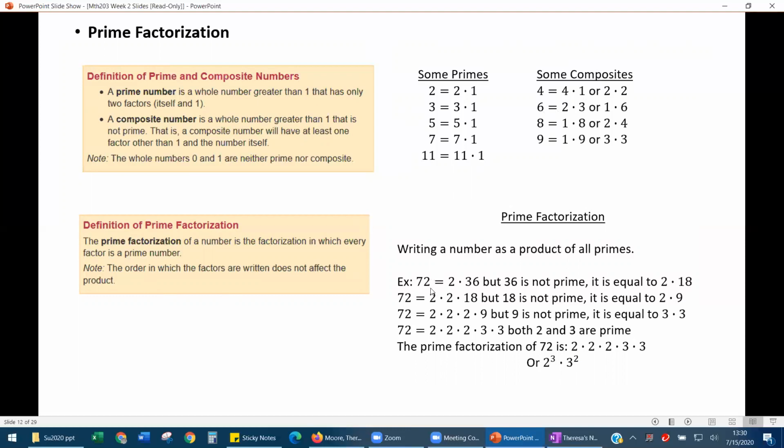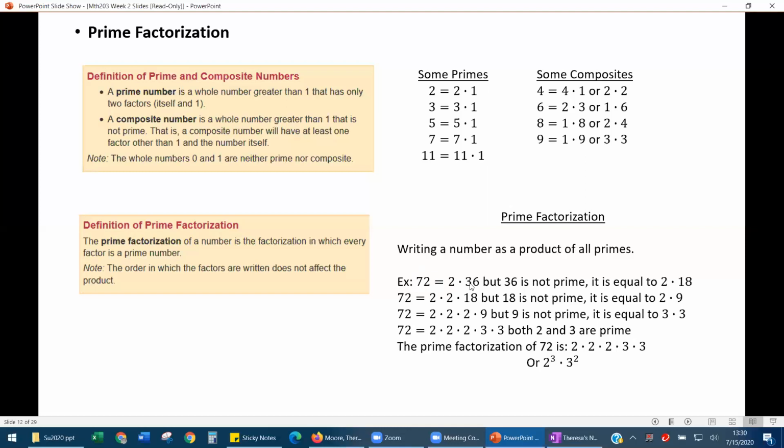So if we look at the number 72, first of all, if you notice, it's even, so I divide out a 2. I actually could have said, well, 7 plus 2 is 9, and 9 is divisible by 9, so I could have divided a 9 out right away. But I started with 2's.